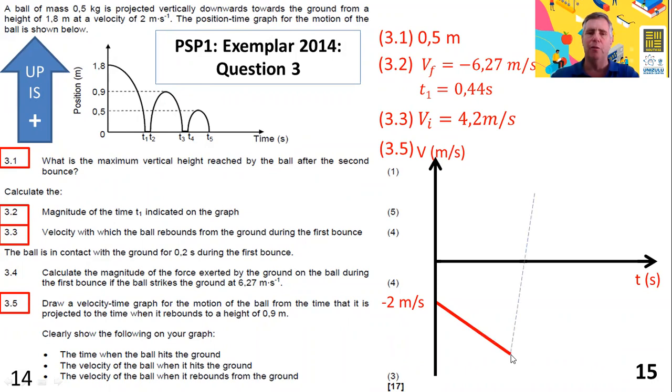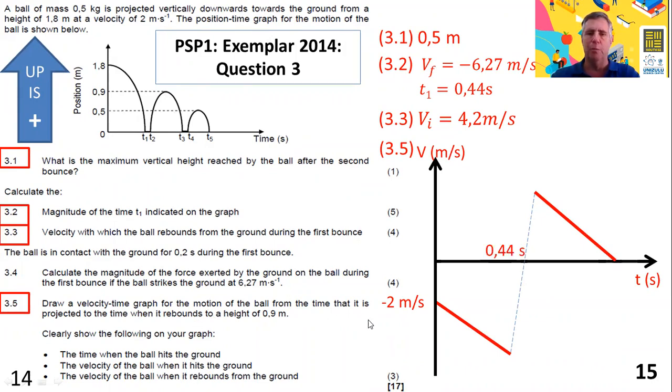Then we have the bounce, where the velocity suddenly changes from negative to positive. And then, from that moment, it will decrease down to 0, and 0 is the velocity at the top of that height. You can see where I'm pointing with the cursor arrow. Now, they want you to fill in these values, so let's make sure that we can.